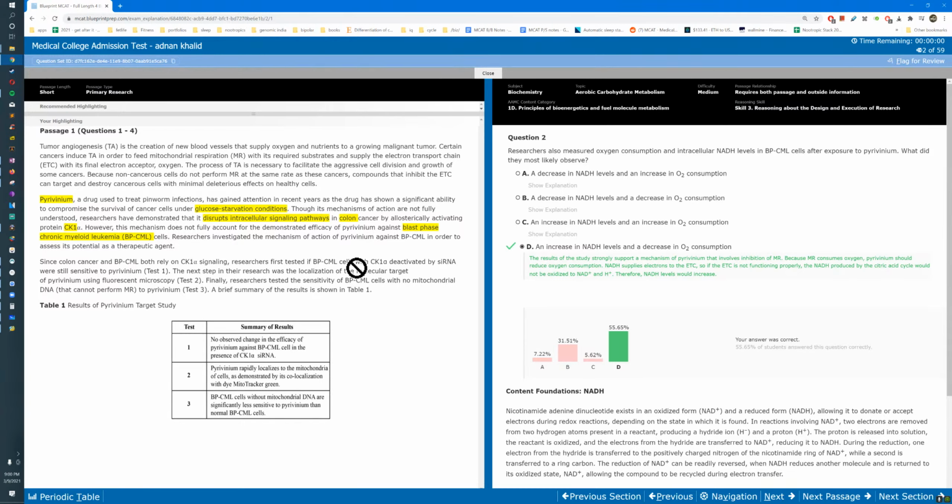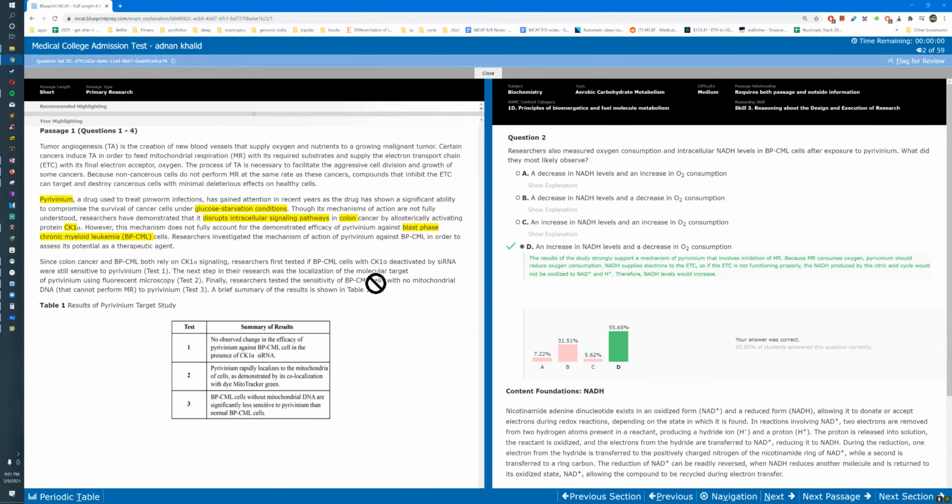So first they tested these types of cells with CK1 alpha, this protein that works for colon cancer. That's test 1. The results? Nothing. So basically CK1 alpha doesn't have anything to do with BPC-ML. So forget about that. Experiment 2, or test 2, they needed to localize where this drug goes in the cell. It goes to the mitochondria. Okay? And we all know what happens there. MR, mitochondrial respiration, right?